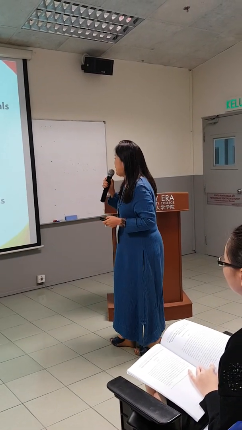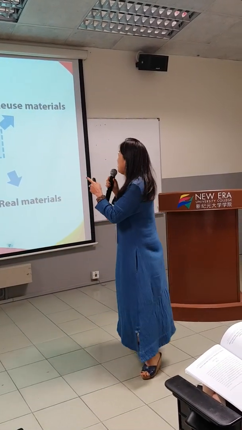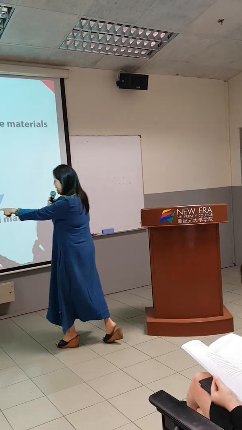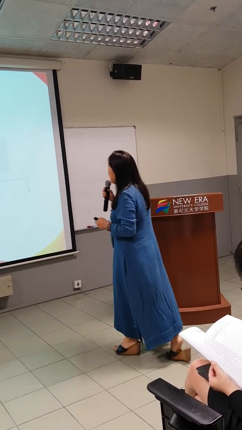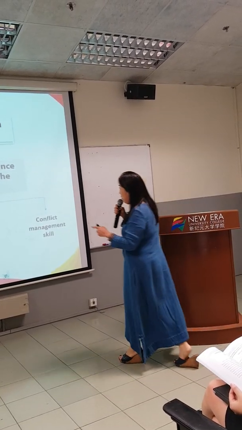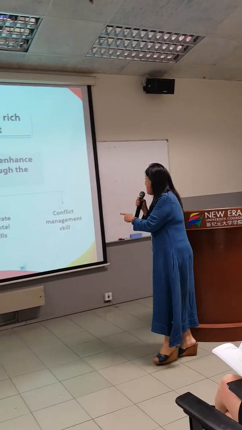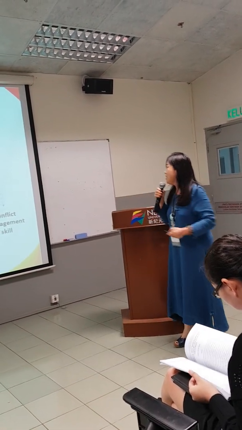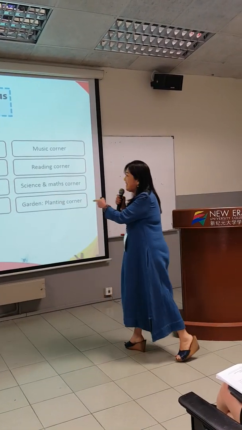Okay, learning resources is very important, because you always say whatever you want, you have to do it by yourself. We use a lot of recycled material, reuse material, real material, material from the natural environment, and technology as well. Okay. We also incorporate a variety of rich environment for all these learning corners for children to develop their social skill, motor skill, how to activate their mental skill. During their playing in the learning corner, children learn about conflict management skill. Okay, all these learning corners, I think every school also has.